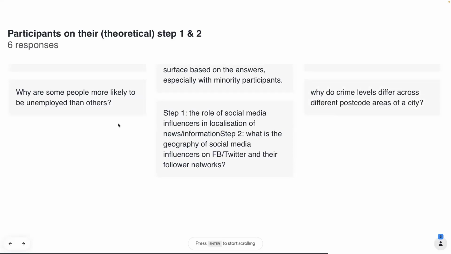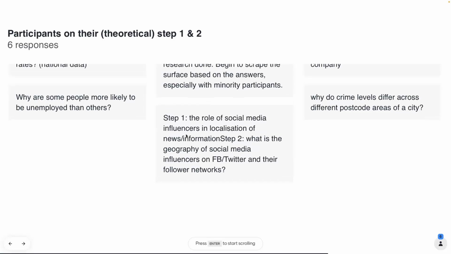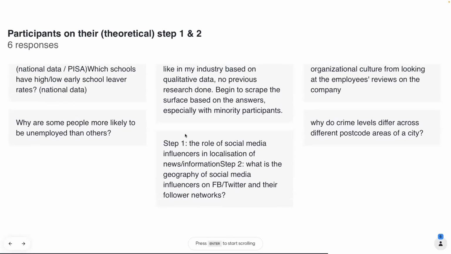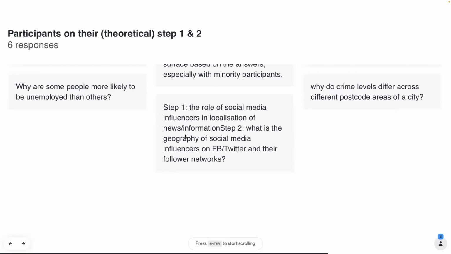Why are some people more likely to be unemployed than others? Yeah, so can you think of maybe a method that you would use to implement that research, or how would you measure it? Why do crime levels differ across different postcode areas of a city? Nice. Step 1, the role of social media influencers in localization of news information. What is the geography of social media influencers on Facebook and Twitter, and then follower networks? Nice, yeah. So you could look at some geo-tagged social media posts for that, maybe.